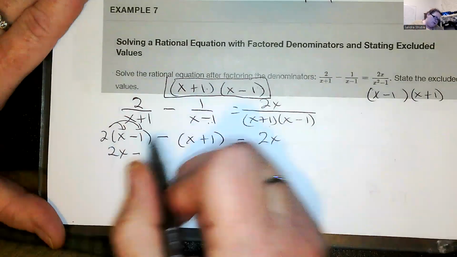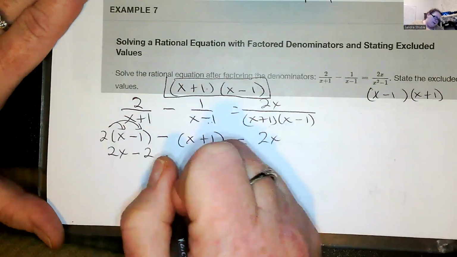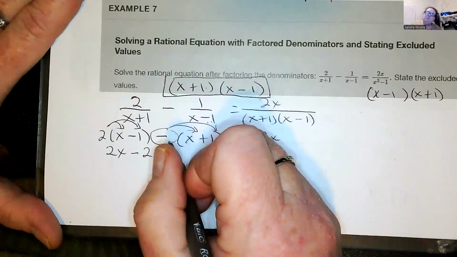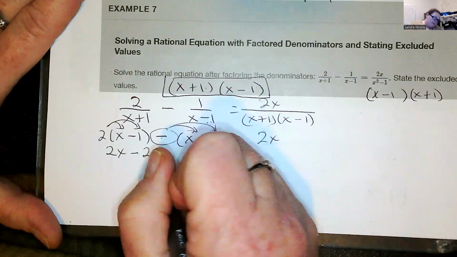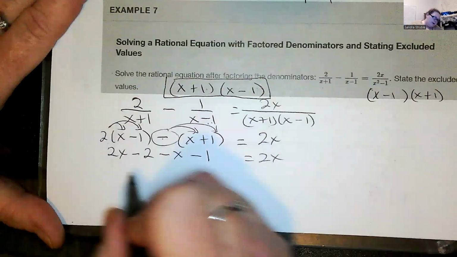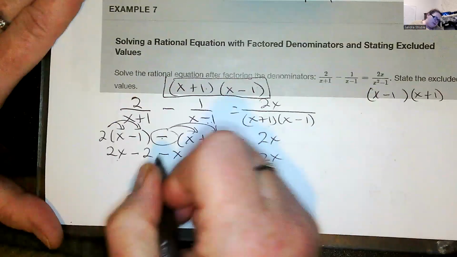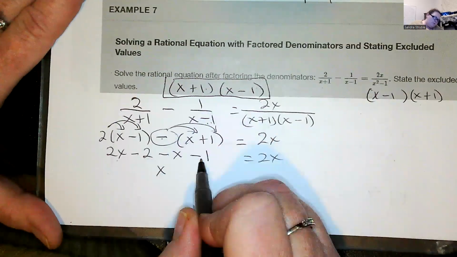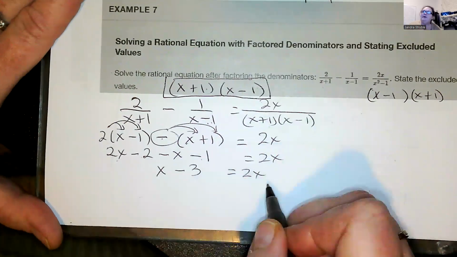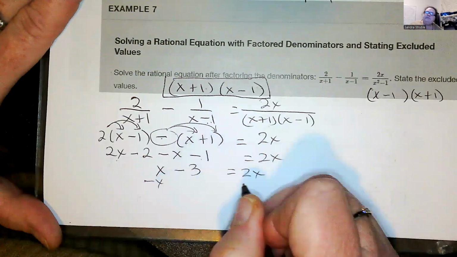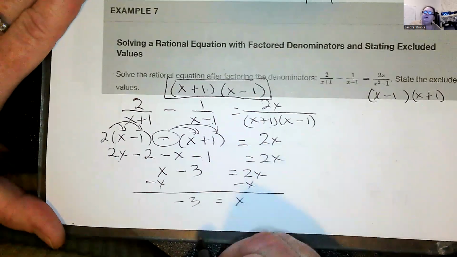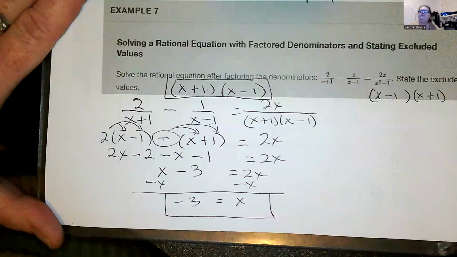And 2 times negative 1 is a negative 2. Distribute your negative over your binomial. Remember, there's nothing out front. There's an assumed 1. So negative x minus 1 equals 2x. All right, combining like terms, 2x minus x is just x. Negative 2 minus 1 is negative 3 equals 2x. I'm going to bring my x to the other side. And I get negative 3 is equal to x. There we go.